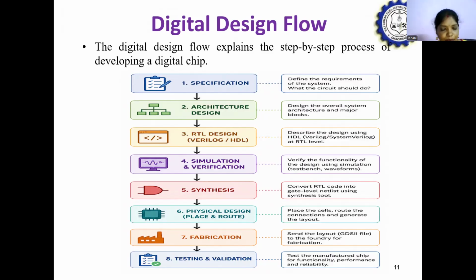Once the Verilog code is written, the next step is simulation and verification. In this simulation stage, we are going to verify whether the design is working as expected or not. In this stage, we will provide different sets of input values and observe the output. If the output is correct, then we will go for the next stage, that is the fifth stage, synthesis. Here we are going to use a synthesis tool to convert the RTL code into the gate level netlist.